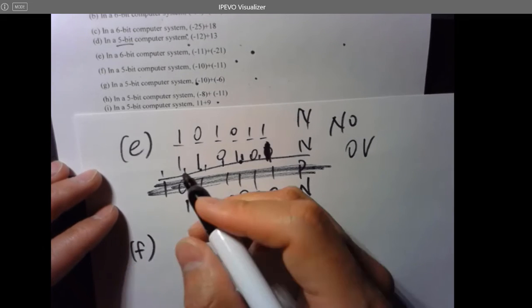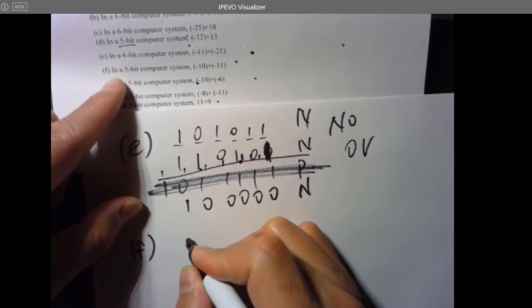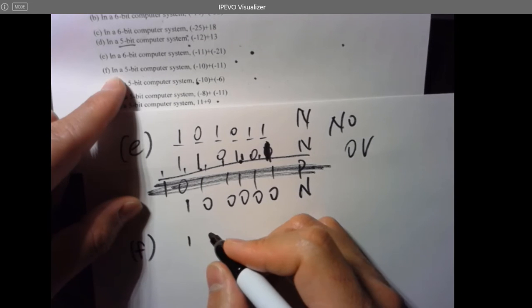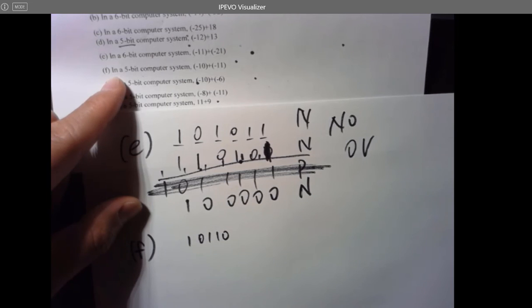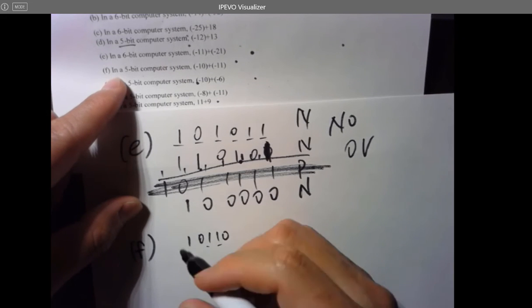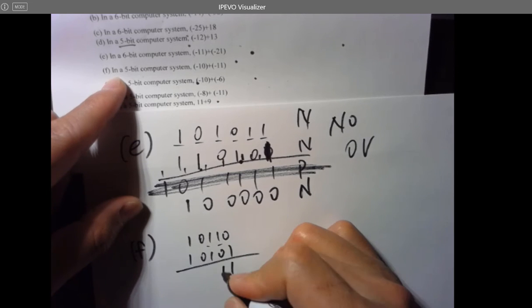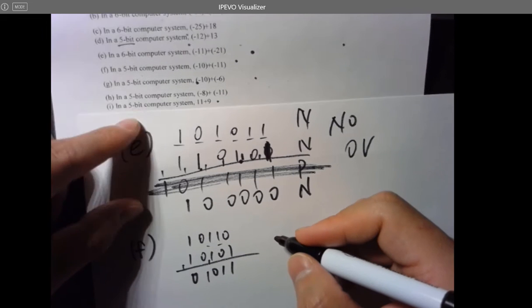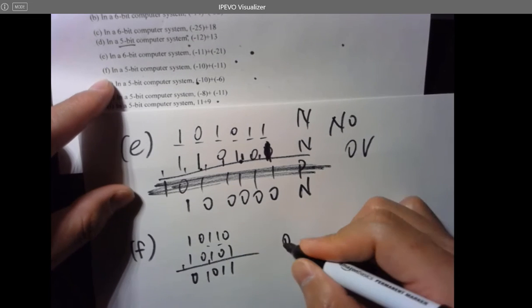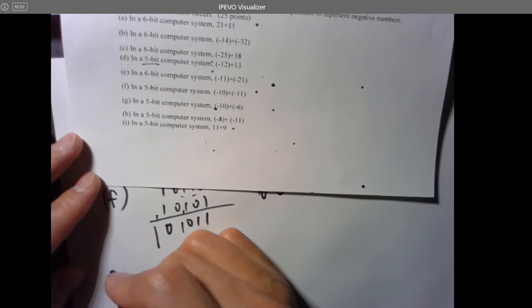F. 5-bit, right? So 5-bit, minus 10 plus minus 11. For minus 10, you need minus 16 plus 6, which is 1, 0, 1, 1, 0. 16 plus 6 is minus 10. And for minus 11, minus 16 plus 5. 1, 1, 0, 1, 0. Overflow. Adopted. Okay.